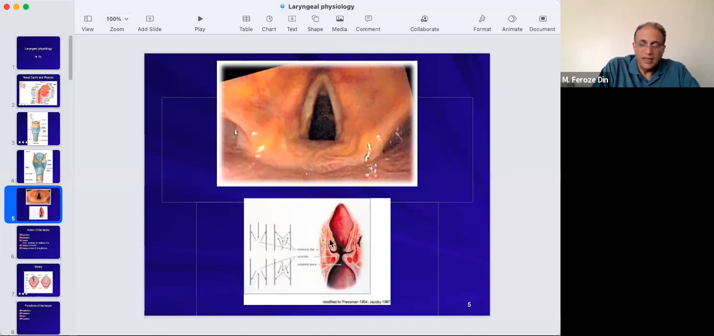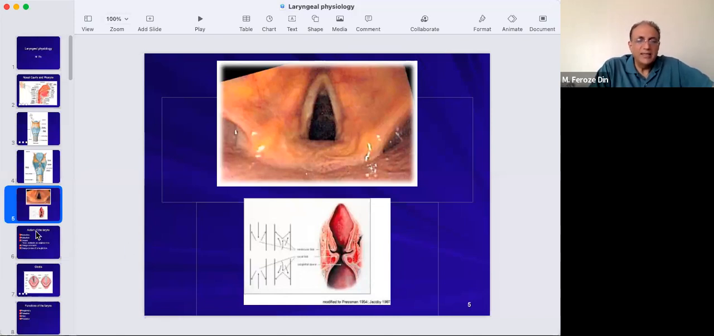If you look at it as a coronal section, you'll see that the vocal cords are the end of the vocal ligament there. And you also have what are called the false vocal cords, also called vestibular folds. So these are called the vocal folds and the vestibular folds.